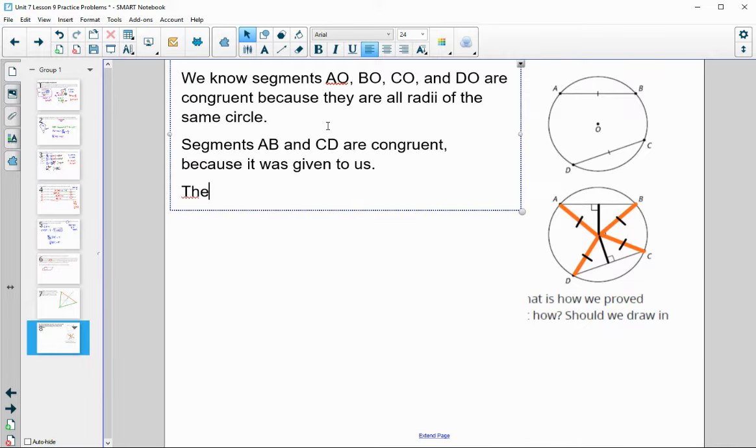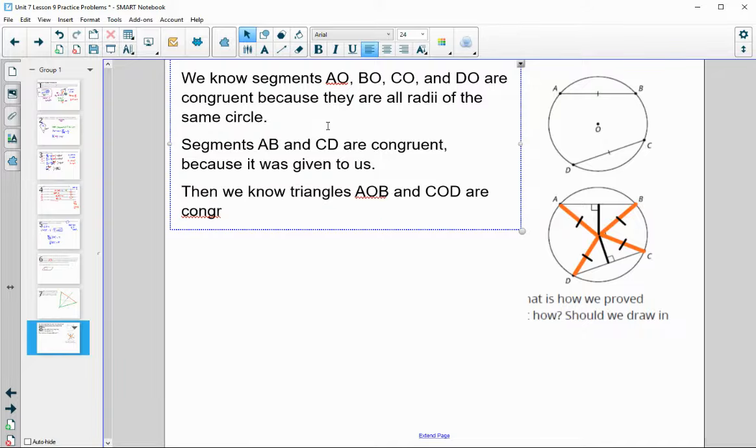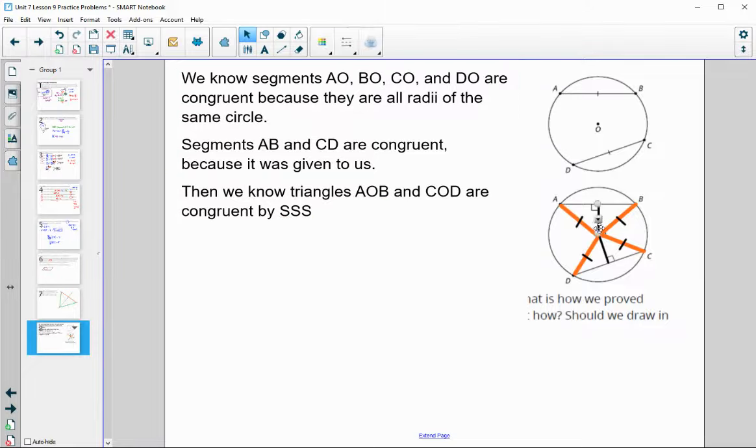So then we know that triangles AOB and COD are congruent by side, side, side. Let me get rid of this segment in here, but we see that those orange segments are congruent. And then we were given that these were congruent. So now we see all three sides are congruent in those triangles.